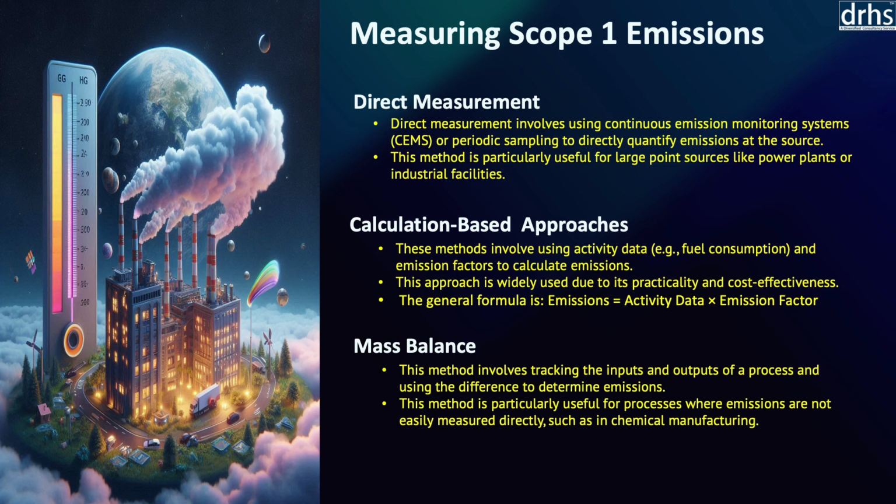Each of these methods has its strength and is suited to different situations. In conclusion, we can say that organizations often use a combination of these approaches to comprehensively measure their scope 1 emission depending on the nature of their operation and the specific emission source involved. The choice of method of measuring scope 1 emission depends on balance between the accuracy, cost, and the specific requirement of the industry and regulatory framework.